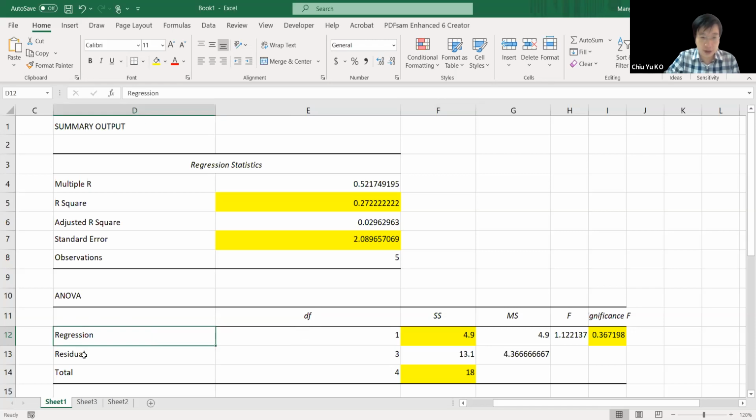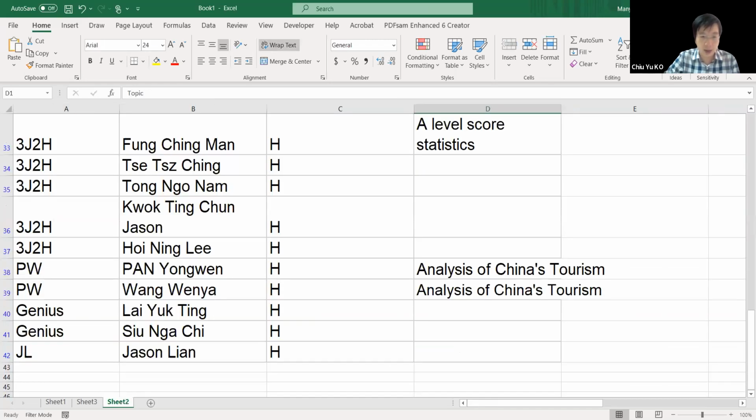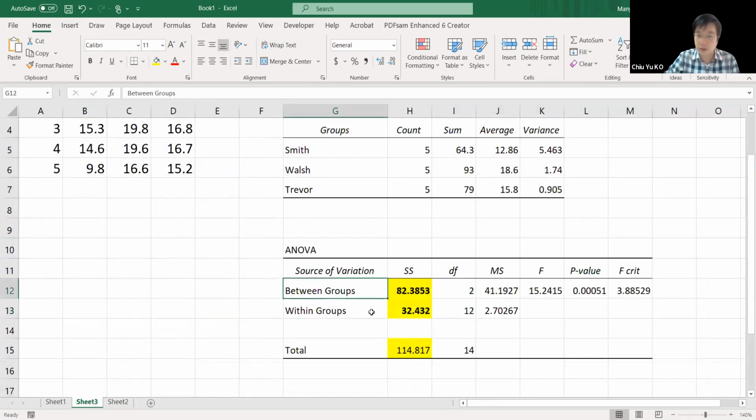So here, regression and the residual, right? Same as here, you will have between group and within group. Well, it's not exactly the same, because you can see.